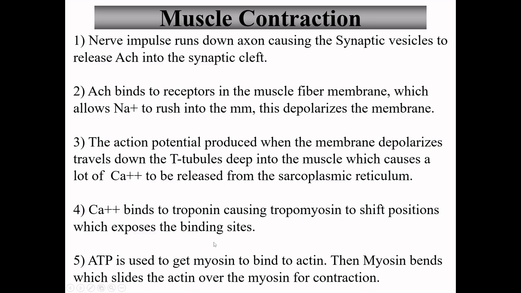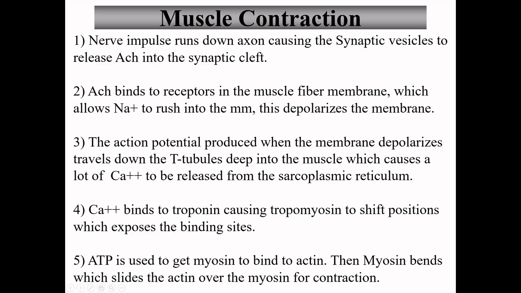So when calcium rushes in, it peels back the troponin and tropomyosin that's blocking myosin from binding. Once we peel it back and those binding sites are revealed, now we can use ATP to get myosin to form those cross bridges, to bind to actin, and then the myosin bends, which slides the actin over the myosin for contraction. So that's how the muscle actually contracts.